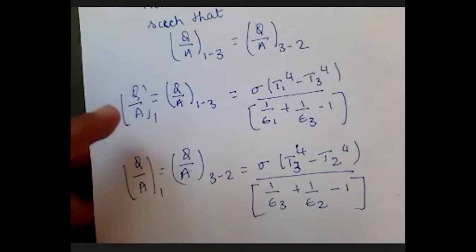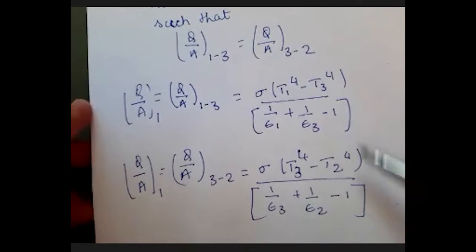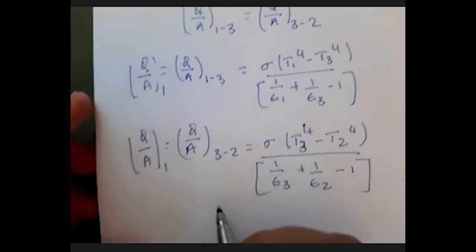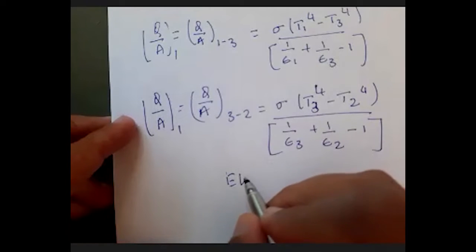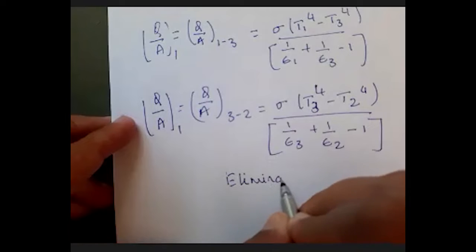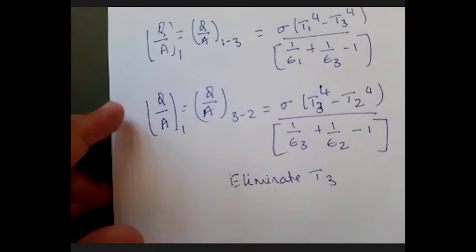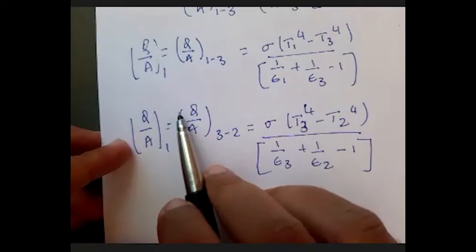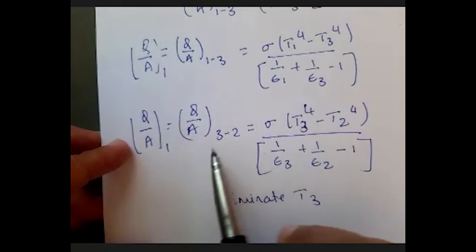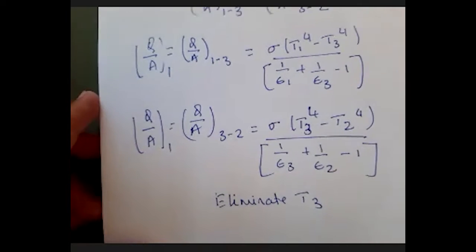Now that the left hand sides are equal, I can equate the right hand sides. When I equate them, I need to eliminate T3. So to eliminate T3, what I am going to do is take the temperature terms on one side and all the other terms on the other side, then add the equations, and T3 will be eliminated easily.